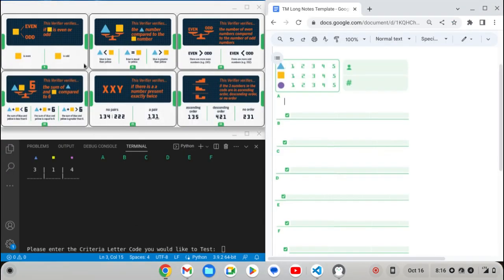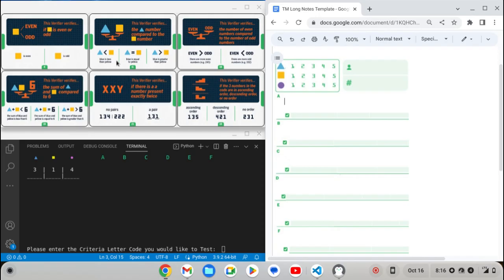So in the grid above, we've got our 6 criteria cards. On the top row, we've got criteria card A, criteria card B, and criteria card C. On the bottom row, we've got criteria card D, criteria card E, and finally, criteria card F. Criteria card A takes a look at our middle digit, the square digit, and the Turing machine will let us know whether that's an even digit or an odd digit.